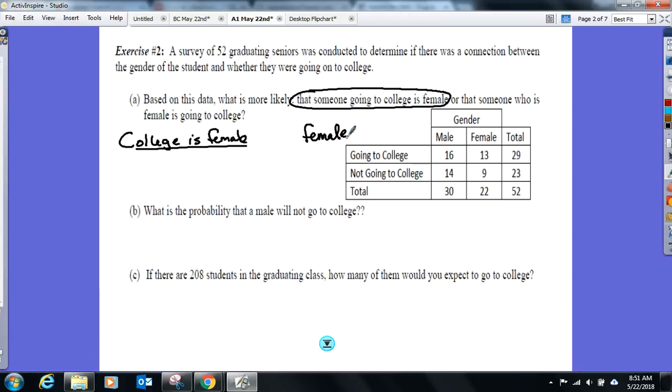Because I want to know where to look here. Am I going to be looking at the female column for this one, or am I going to look at the going to college column for this one? So I want to find someone going to college is female. So where am I going to look now? I'm going to look at the going to college. How many total are there? 29. How many are female? So this one right here is a 13 out of 29 chance.